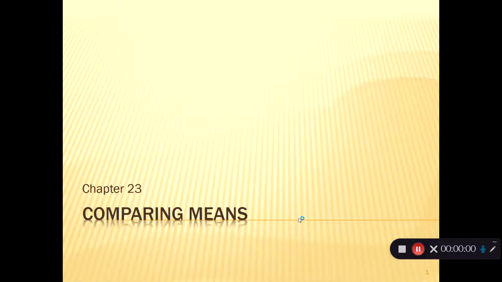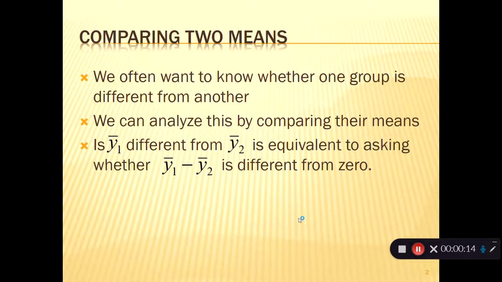Okay, so in the last video, we looked at the confidence interval comparing two means. Now we're ready to look at a hypothesis test for comparing two means. So let's review what we were doing there. If I'm looking to see if two groups are different, that's the same thing as looking to see if their means are different from zero.